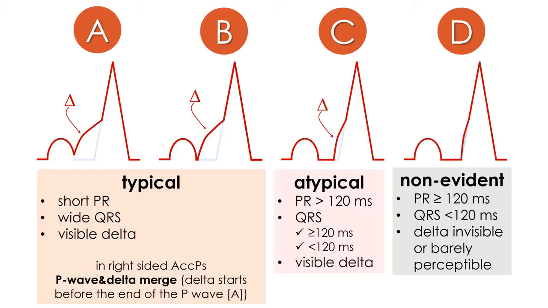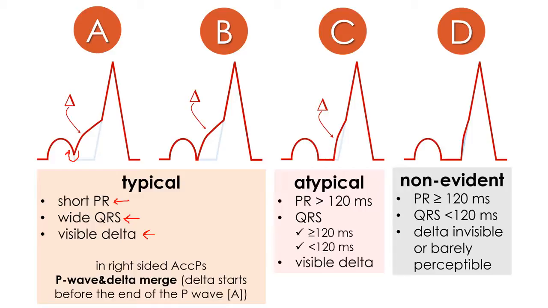In the previous video, we explained the typical preexcitation that is characterized by a short PR interval, a wide QRS complex, and a visible delta wave. When the typical preexcitation is produced by a right-sided accessory pathway, the delta wave usually merges with the end of the preceding P wave so that the delta wave starts before the end of the preceding P wave.